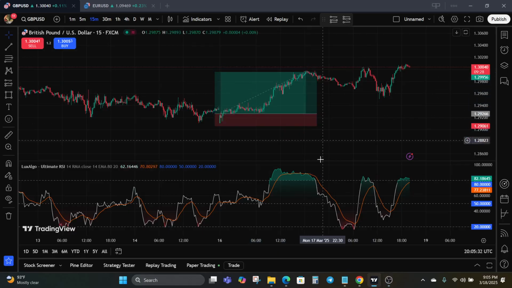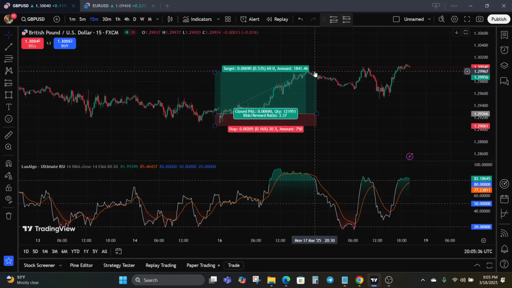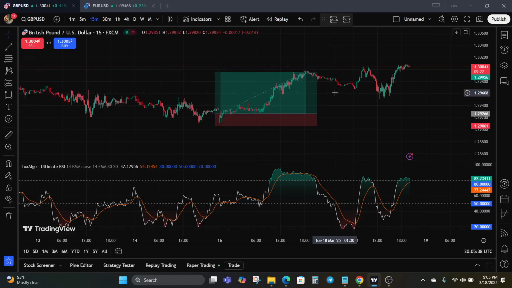So when the white line crossed below the red line, that was the cue to exit your buy. Okay, so using this indicator is very easy.